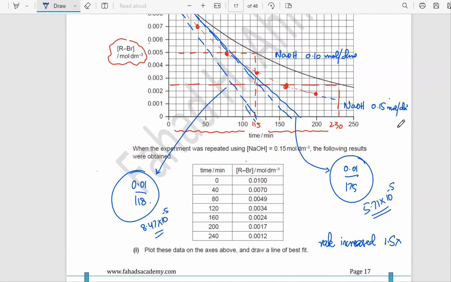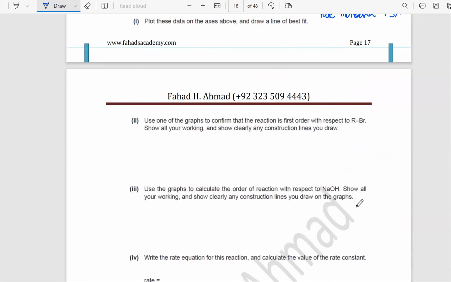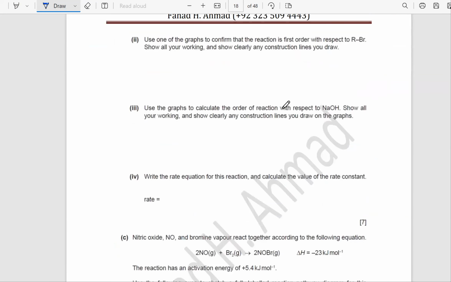So which was directly proportional, which was order 1. तो यहाँ पे वो ही करोगे, it's going to be order 1. और बाकी वही है कि calculate the value for the rate constant. So with respect to both, I think the order is 1. वो RBR के respect से भी it's order 1, and OH के respect से भी, NOH के respect से भी it's also order 1.